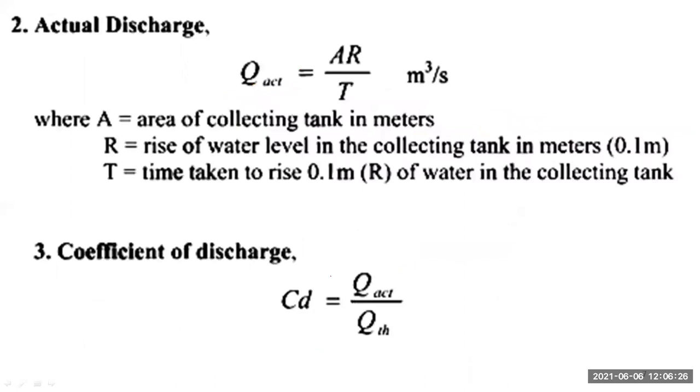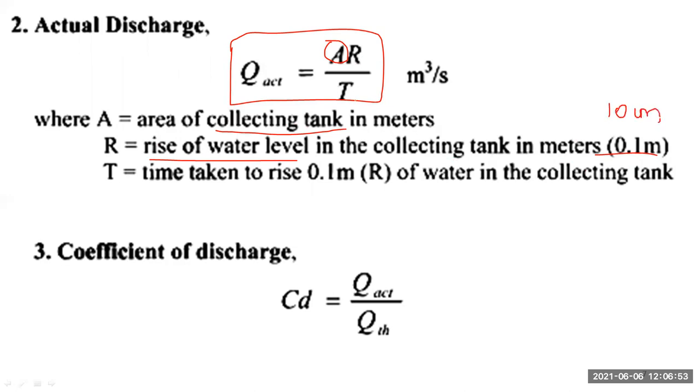Once you get the theoretical discharge, the next parameter you're going to calculate is the actual discharge. The actual discharge is calculated using the formula A into R divided by T, where capital A is the area of the collecting tank, and R is the rise of water inside the collecting tank. It is like 10 centimeter, or as I told, 10 or 5 centimeter. So 10 centimeter, which is 0.1 meter, and T is the time taken to raise this 0.1 meter of water in the collecting tank. That data also you're going to record, so from that data you'll get the actual discharge.